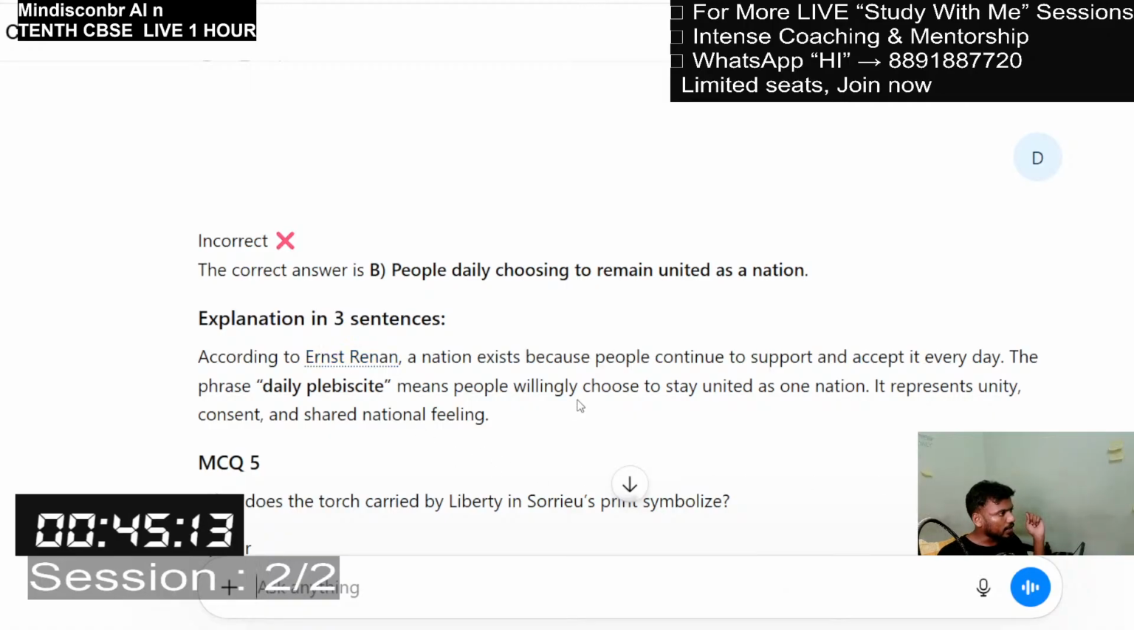According to Ernest Renan, a nation exists because people continue to support and accept it every day. That phrase, daily plebiscite, means people willingly choose to stay united as one nation. It represents unity, consent, and a shared national feeling.